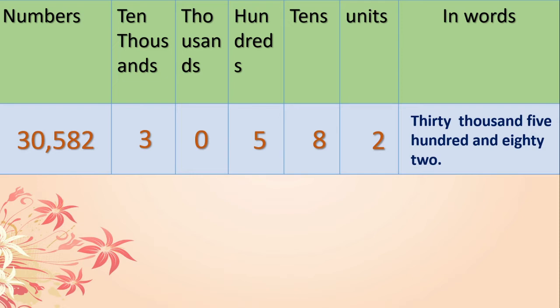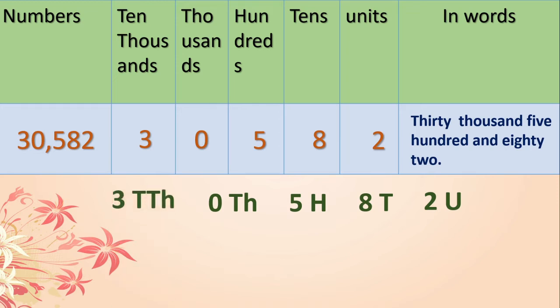Now dear children, see here in the unit place 2 is there. Means we can write 2u. Right? And 8 is there in tens place. So in the short form you can write 8t. In hundreds place 5 is there. So we will write 5h. And in thousands place 0 is there, so thousands is there, th, isn't it? And in 10,000s place 3 is there, so 3TTH means 3 ten-thousands.